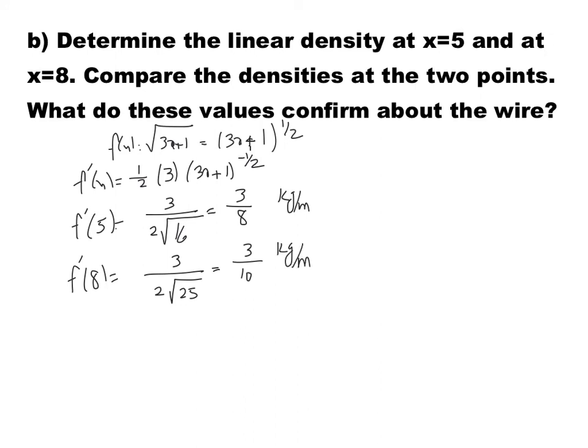Now, if we compare these two values, you can see that 3 over 8 and 3 over 10 are not the same. So this means that this object is not made up of the same material. It is not homogeneous. It's non-homogeneous.